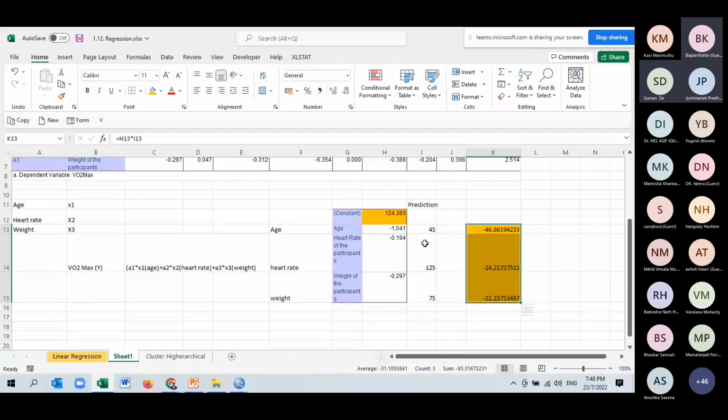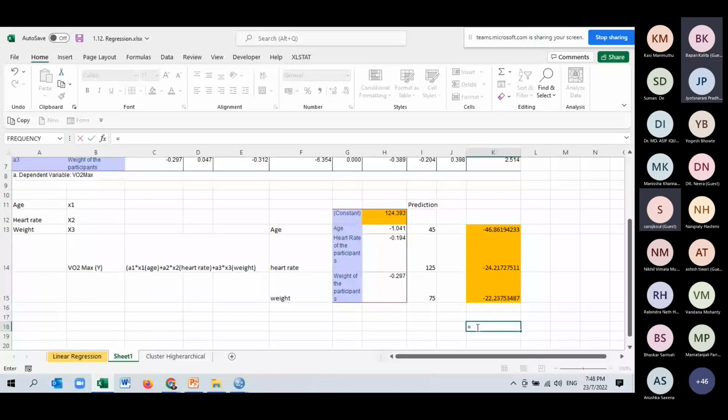Based on the candidate's data, age has been given, heart rate has been given, weight has been given, but we do not know his VO2 max. So we are going to predict from these three independent variables. Now, shall we calculate equal to this value plus this plus this plus this? We'll come to know how much his VO2 max will be.